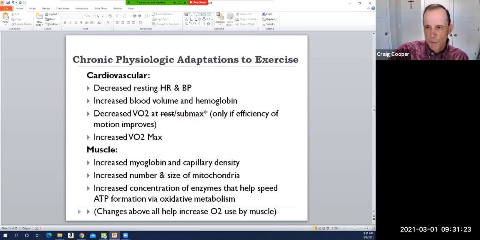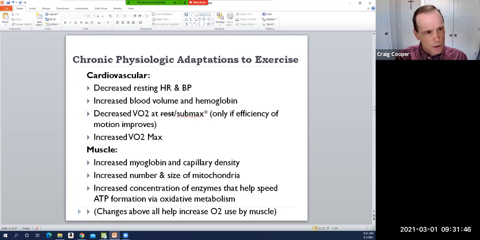Now, there's some things in your book that are a little contradictory with most exercise physiology texts, and this next point is one of them. That's why I put that asterisk there to remind me. So your book says that we will see a decreased VO2 at rest. Well, you really won't. Your body needs a given amount of oxygen for its resting metabolic needs, and that's not going to change whether you're in better shape or not.